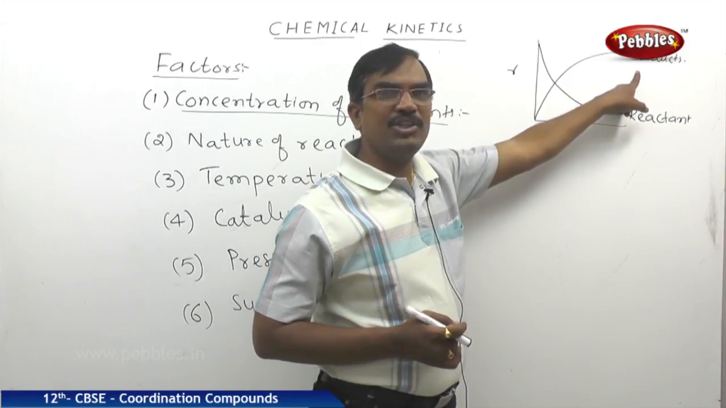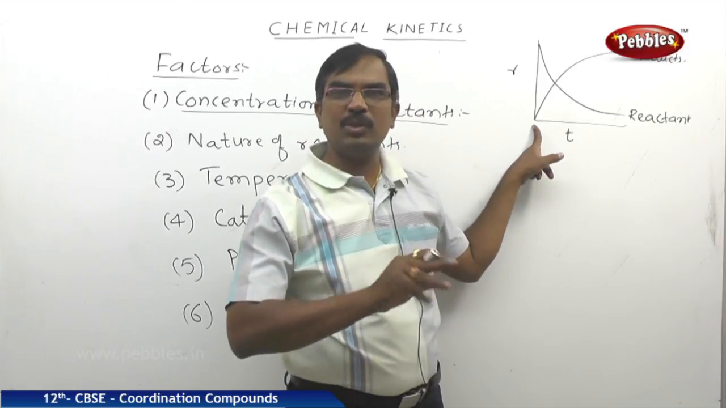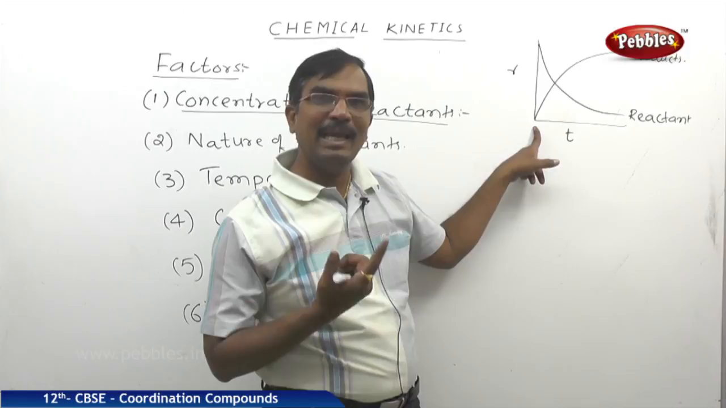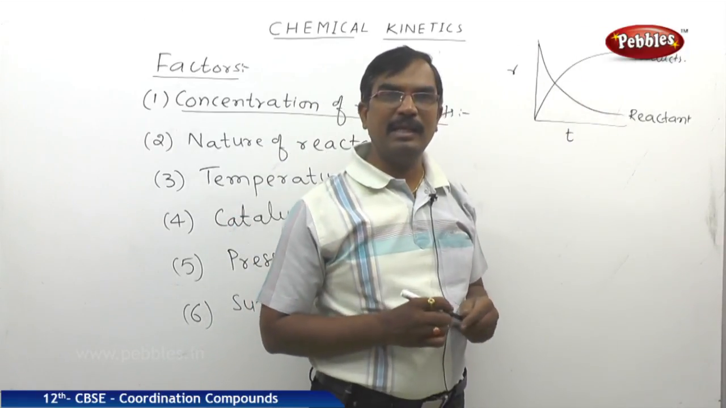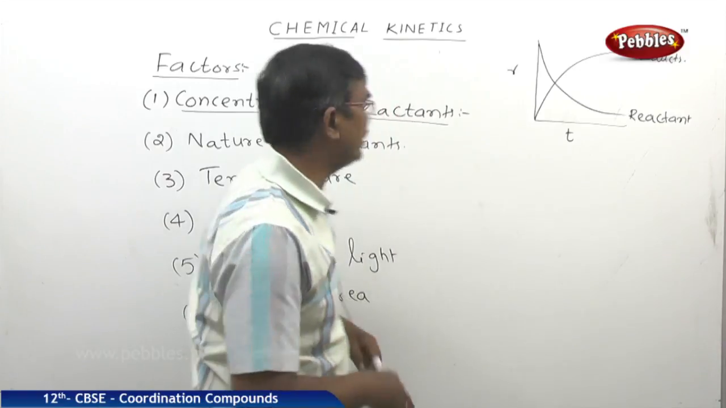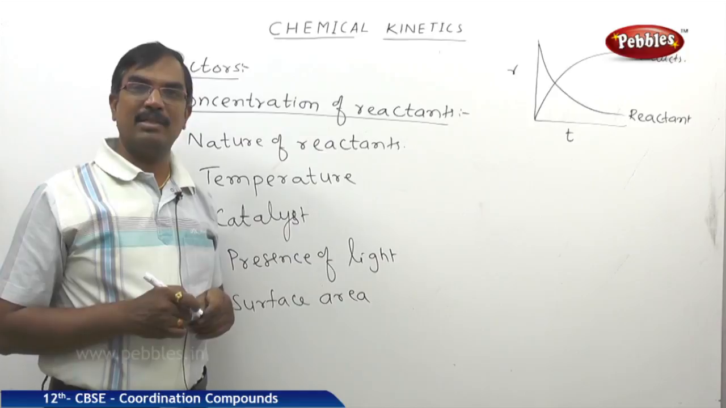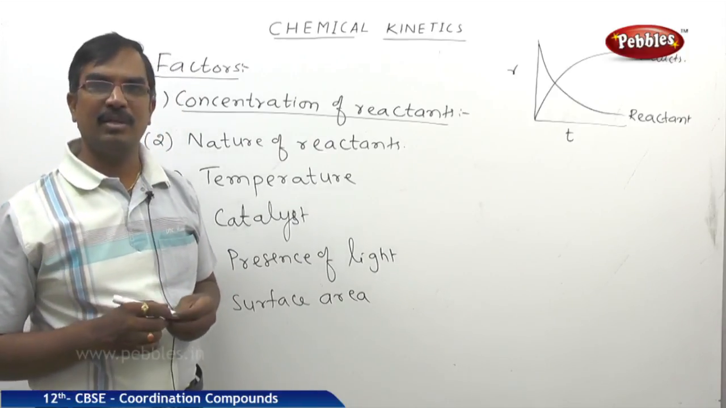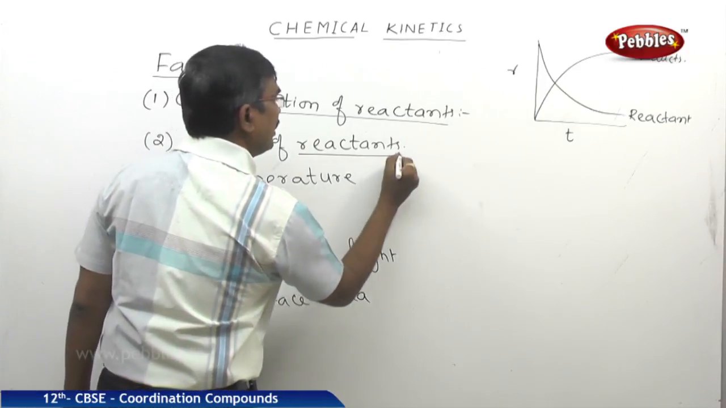If it is the product, initially the rate is 0 because in the beginning there is no product at all. So the rate of formation of the product gradually increases. That's why we get a gradual increase in the rate. So overall we can say the concentration of the reactants is directly proportional to the rate of a chemical reaction. And coming to the second aspect, the nature of the reactants.